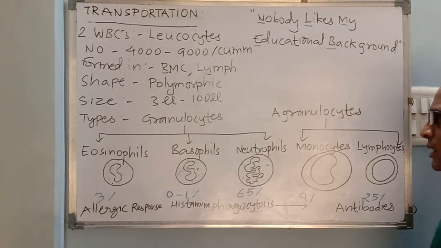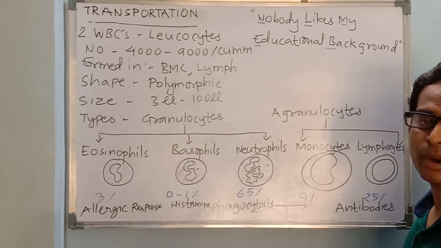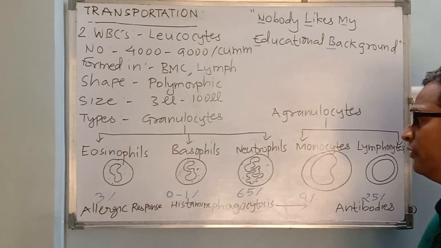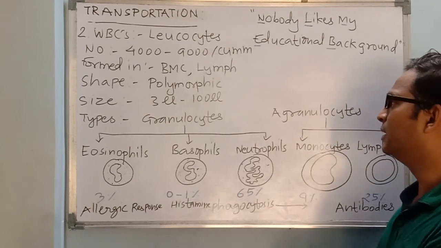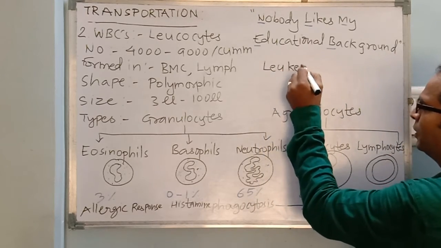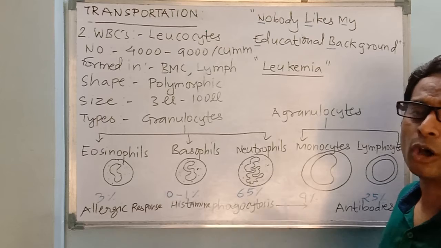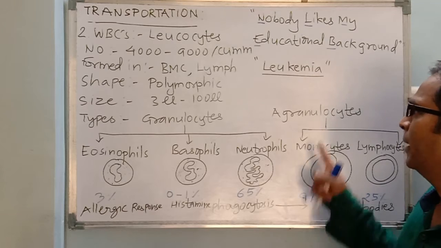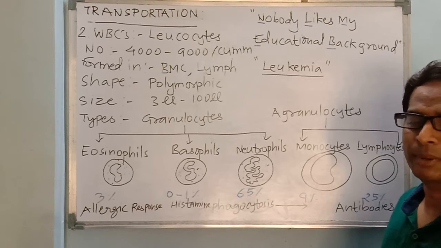RBCs help in transport of gases. Functions of these WBCs, as we already studied, basically they help in providing us resistance against diseases, or immunity against diseases. So if they increase or decrease in number, diseases will occur. You must have heard the names of the diseases: blood cancer, leukemia. This is the condition where the number of WBCs increases abnormally. Normal range we know is about 4,000 to 9,000 per cubic millimeter. But in this case, the number of WBCs may cross 2.5 lakhs per cubic millimeter.